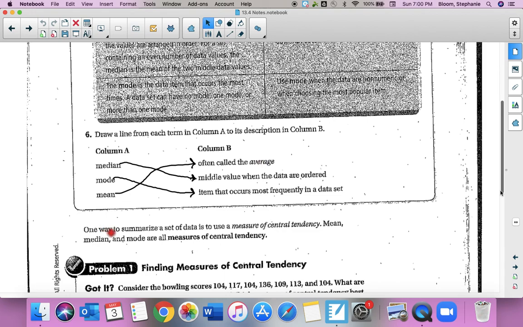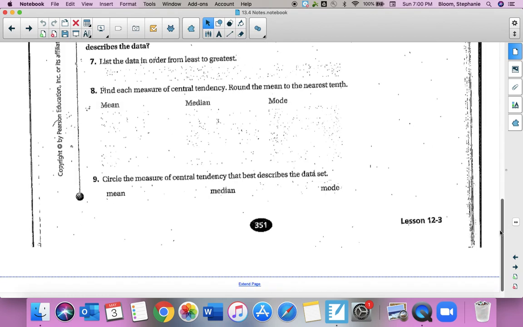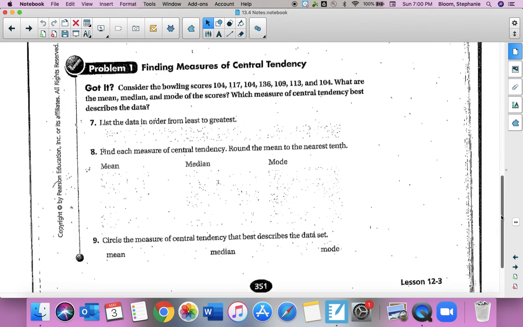Okay. So one way to summarize a set of data is to use a measure of central tendency. So we're always going to be doing mean, median, and mode because these are all measures of central tendency. And so we're going to find all of these. So if the directions say, like this example here, find measures of central tendency, then that means we're finding the mean, median, and mode. Okay?